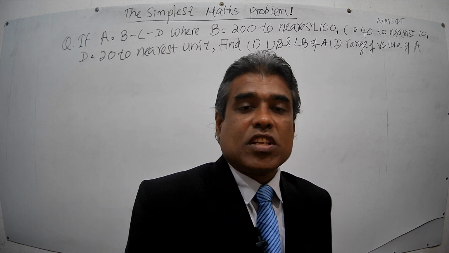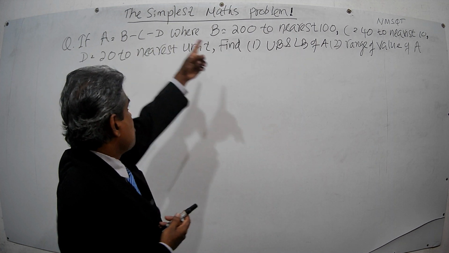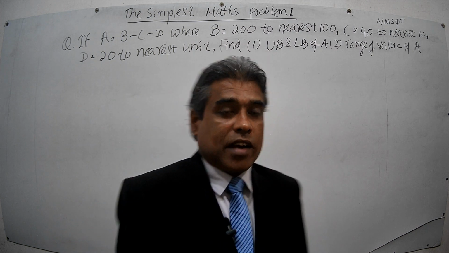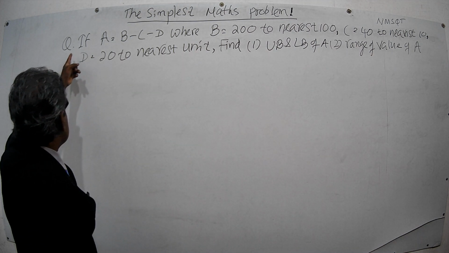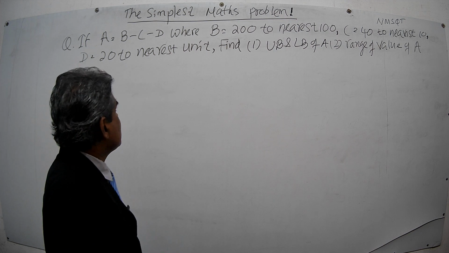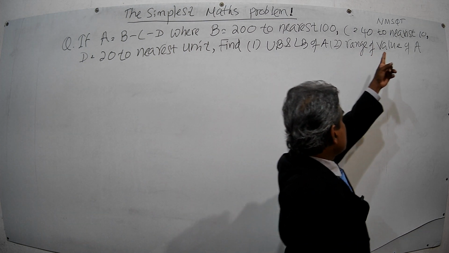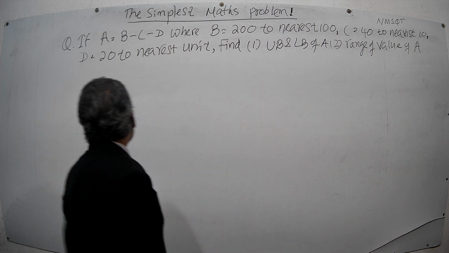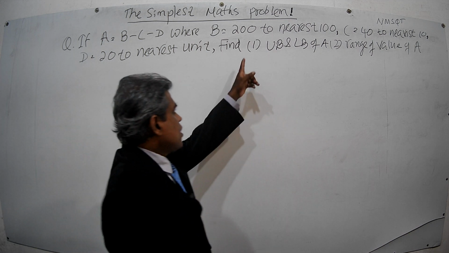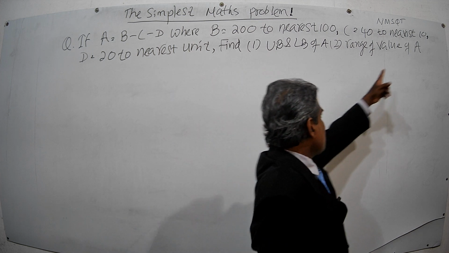Now today, the simplest maths problem relating to lower bound and upper bound, right? Now, question: if A equals B minus C minus D, where B equals 200 to nearest 100, C equals 40 to nearest 10, and D equals 20 to nearest unit, find first part, upper bound and lower bound of A, and range of value of A, right?